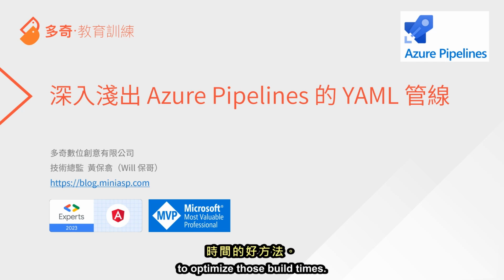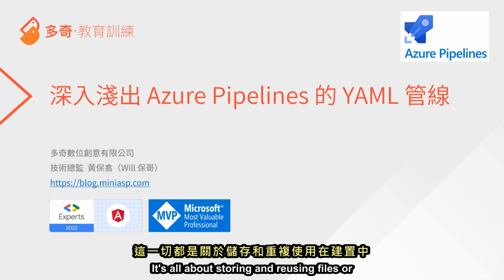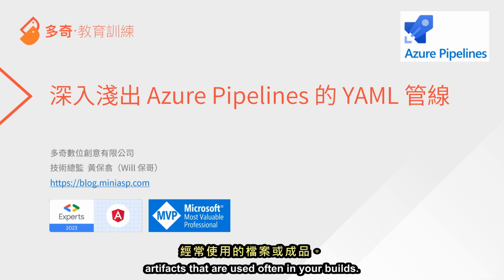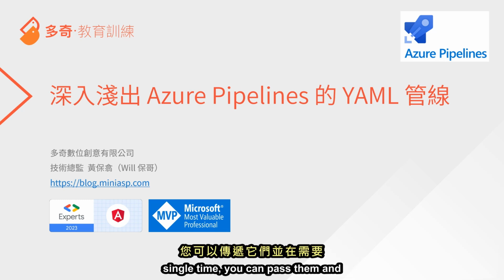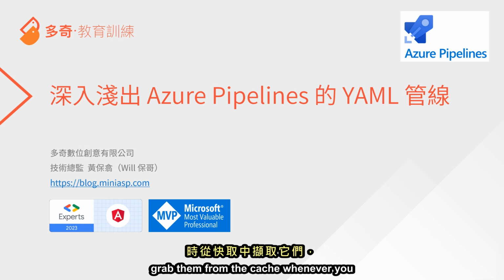Caching is a great way to optimize those build times. It's all about storing and reusing files or artifacts that are used often in your builds. Instead of downloading or building them every single time, you can cache them and grab them from the cache whenever you need them. Saves a ton of time.